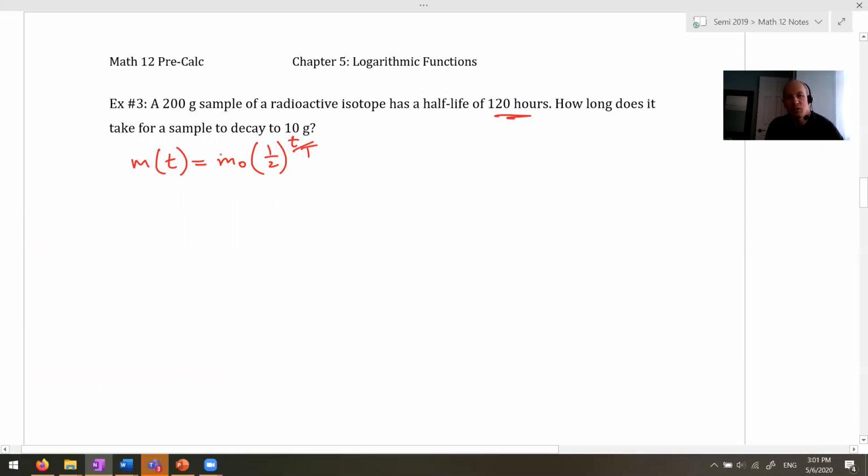How long does it take for a sample to decay to 10 grams? So we end up with 10 grams. We start with 200 grams, and it's got a half-life of 120 hours.